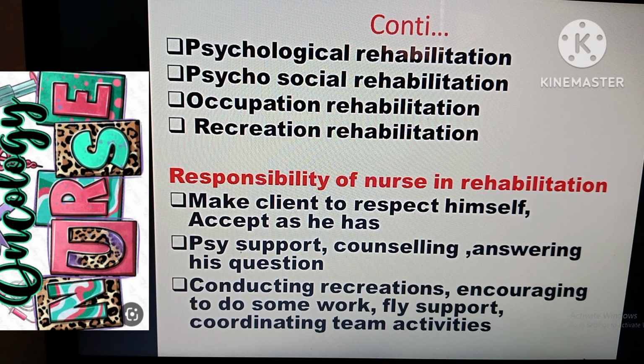Okay, you are in the third and fourth stage. Okay, in a very short span, you will die. No, you're not supposed to answer like that. And going and standing in front of the patient and expressing "Ayyo Papa": this "Ayyo Papa" will not cure the patient. It will make the patient feel even more down. So you're not supposed to use such expressions. You have to answer their questions in a very rational way. Conducting recreation, encouraging them to do some work, family support, coordinating team activities. So along with the doctor, all the activities have to be coordinated to handle the client. This is the major responsibility of the nurse.